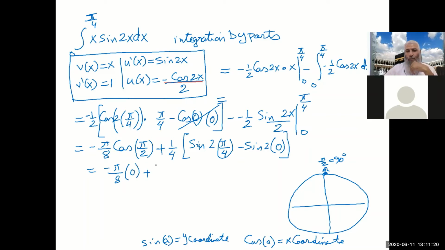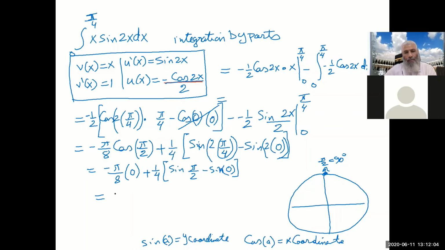Plus 1 over 4 sine pi over 2, right? But why pi over 2? Because we simplified: 2 multiply pi over 4 is pi over 2. Now, this is sine 2 multiply 0, this is sine 0. But can we write sine 2 over 2 as 1? Yes, we will do it now.